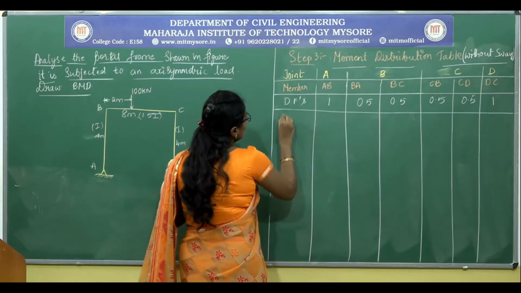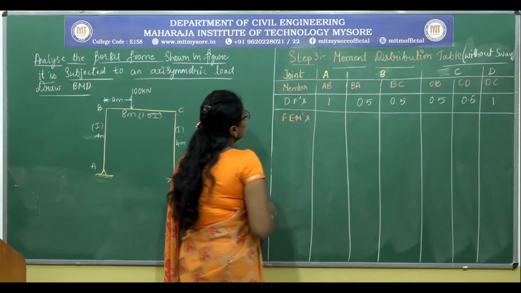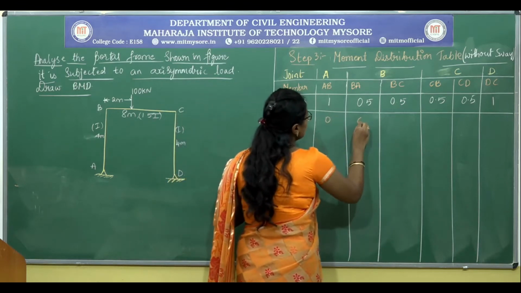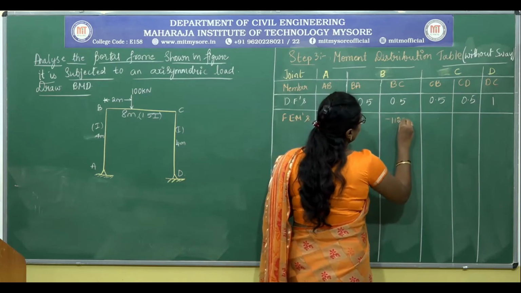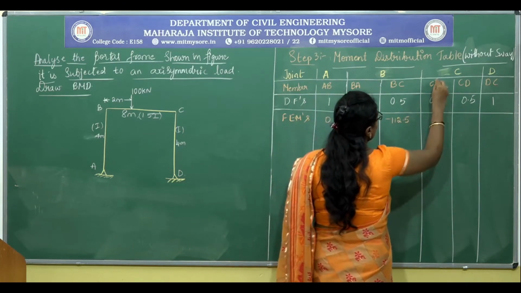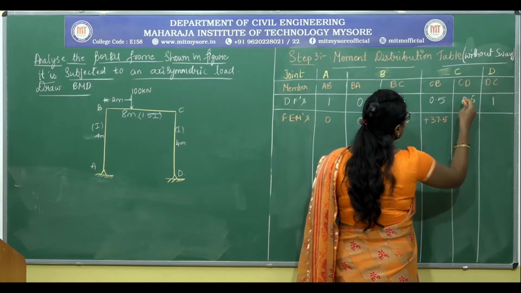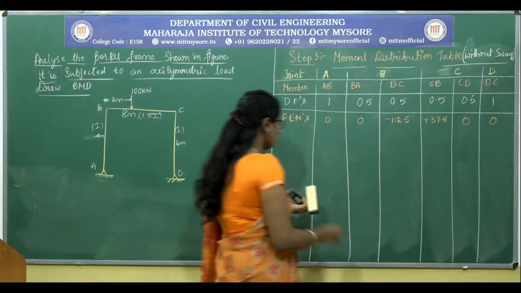So next is the fixed end moments. What are the fixed end moment values for AB? It is 0, BA is again 0 and BC it is minus 112.5 and CB plus 37.5, CD is 0 and also DC is 0.